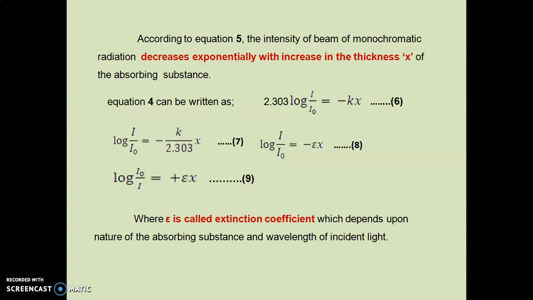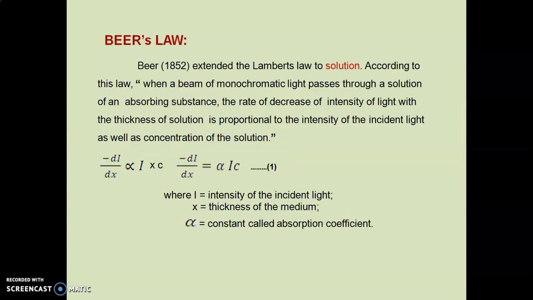Now what is this epsilon? It is called the extinction coefficient, which depends upon the nature of the absorbing substance and the wavelength of incident light. Now what is Beer's law?